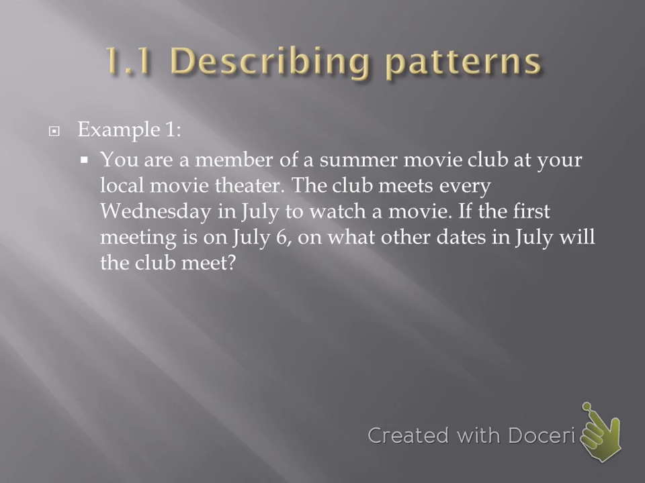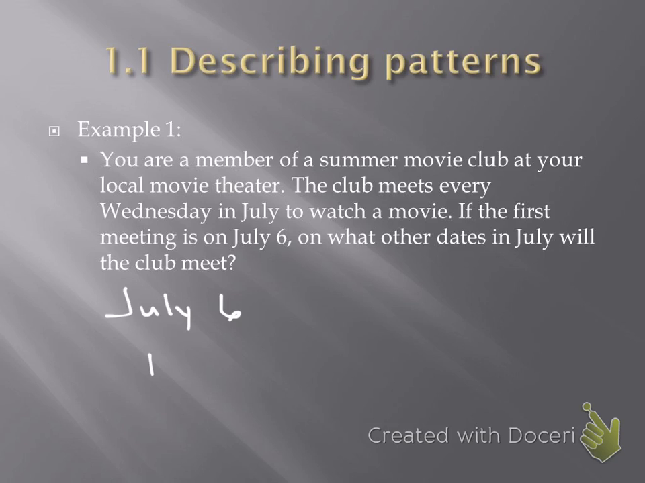It says you're a member of a summer movie club at your local movie theater. The club meets every Wednesday in July to watch a movie. If the first meeting is on July 6th, on what other dates in July will the club meet? All right, so we know that the first date is going to be July 6th. So we can just write that down. So under example 1 in your notes, you can just write July 6th.